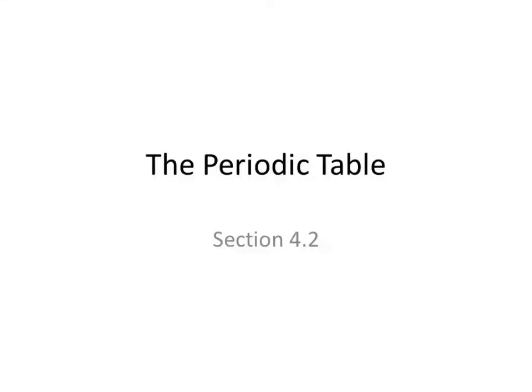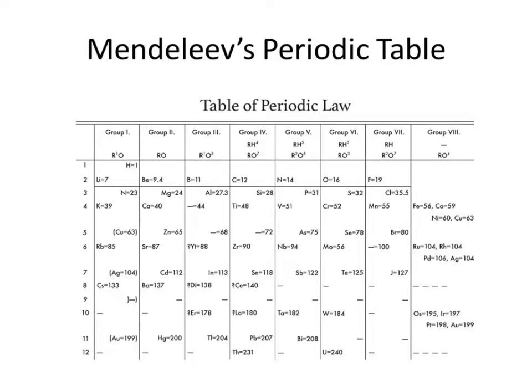So, like the symbols evolved over time, so did the periodic table. This right here is an image of Mendeleev's periodic table. He called this the table of periodic law. This is the first published periodic table. So a couple of differences. Obviously, it's arranged a little bit differently than ours is.